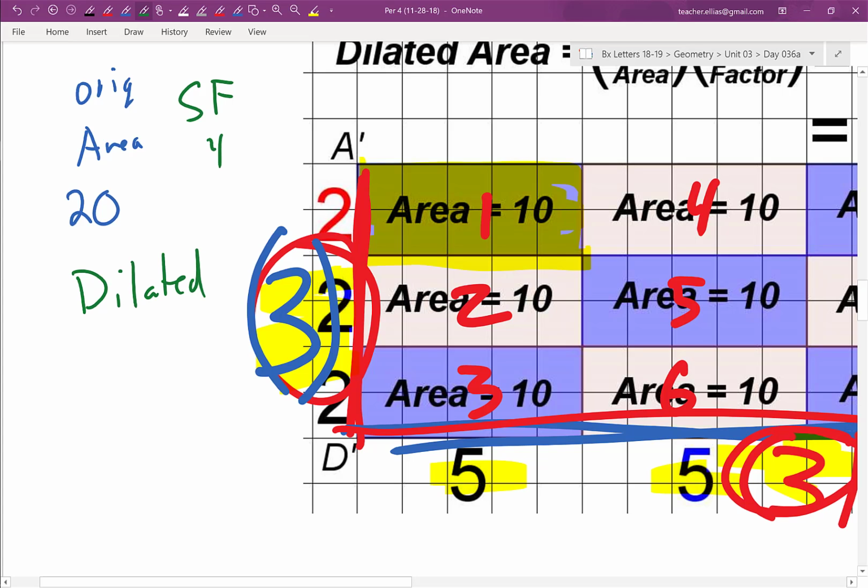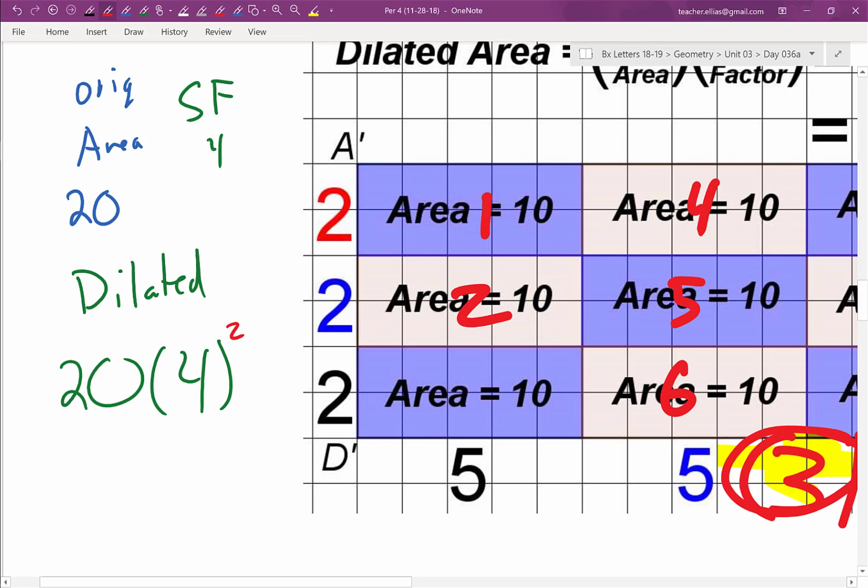Not Matthew, not Lizette, not Amsada. Brandon. So it's 20 times 4. Just that? Squared. What gets squared? The scale factor. And in this case, 4.